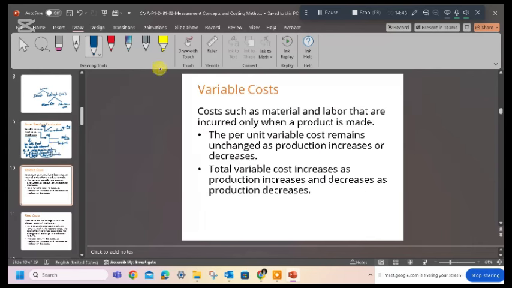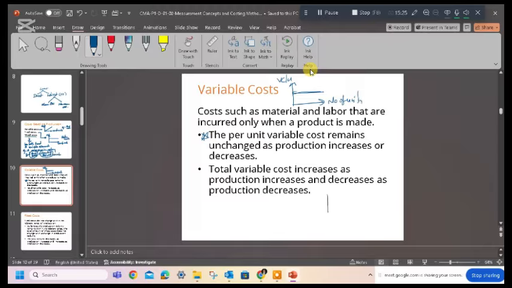You can see here variable cost: costs such as material and labor that are incurred only when the product is made. The per unit variable cost remains unchanged. This is one of the important features of variable cost. Variable cost per unit means raw material per unit, how much wood is required for one table, how much fabric is required for one shirt. That unit cost doesn't change, it remains constant with the number of units.